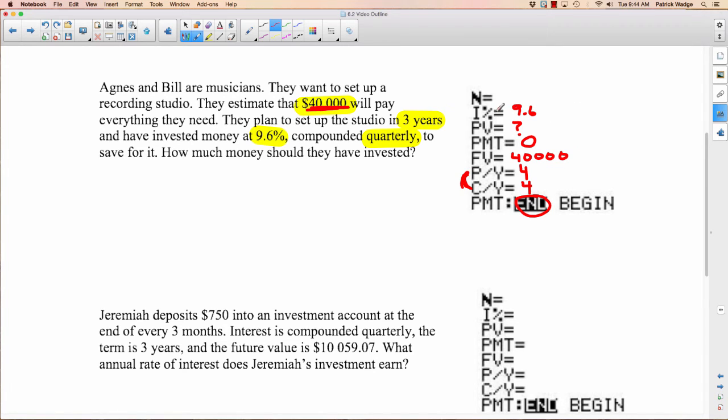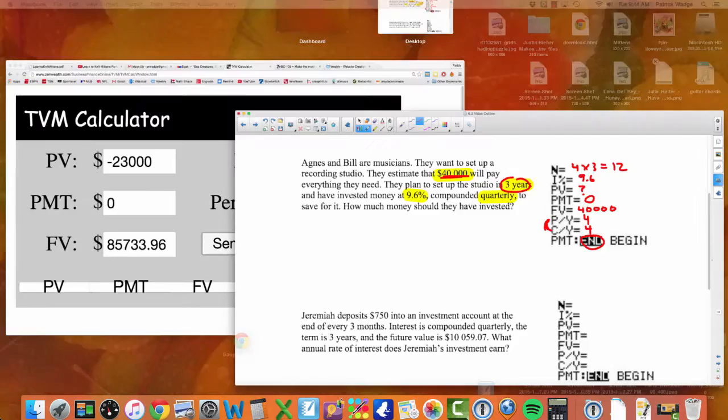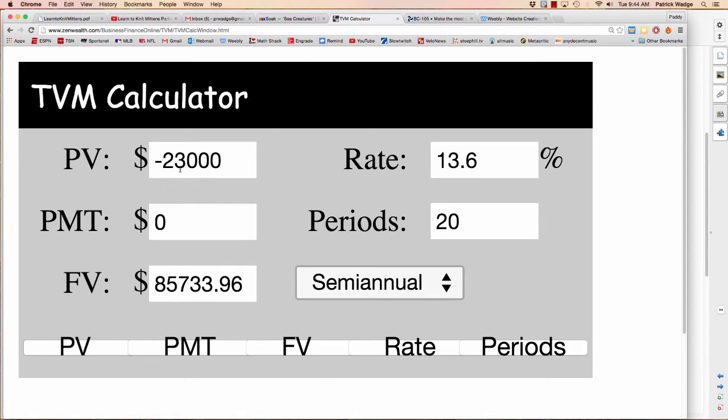And how many compounding periods are there? Well, there's 4 per year. It's quarterly. And they're going to leave it in for 3 years. So 4 times 3 equals 12. All right, we're good to go. Back to our website. And we're putting in the numbers. The present value we don't know, so I'll just leave that blank. The rate is 9.6%. The payment, there is no payment.